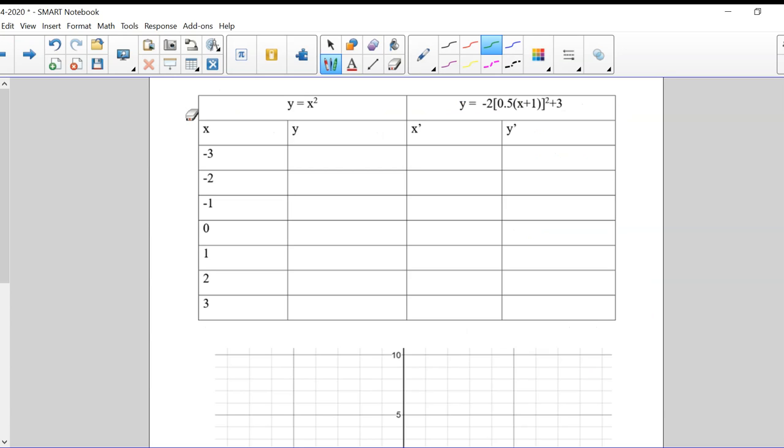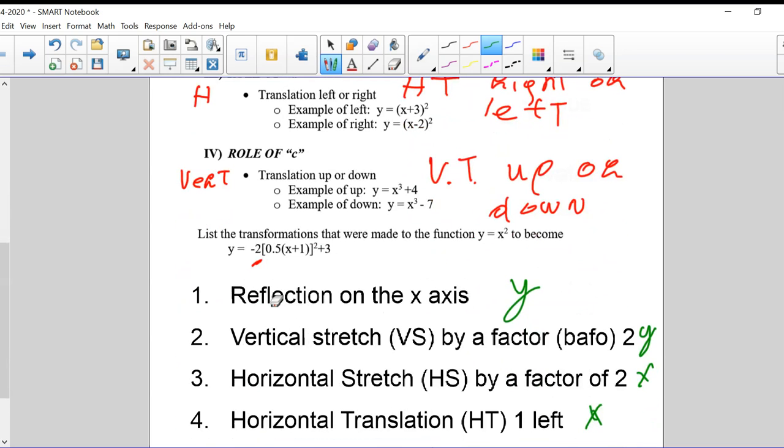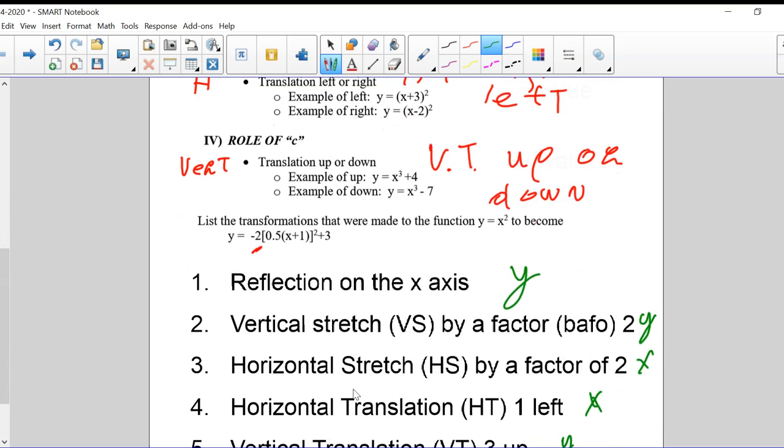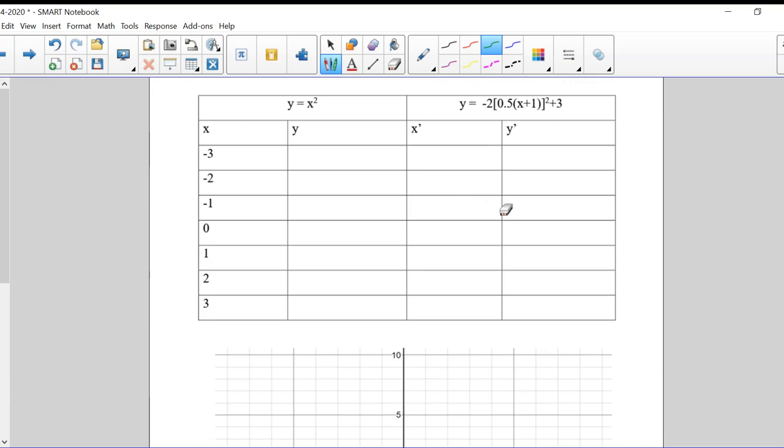I am going to be asking you all individually to help me out with this, but let me show you the first few first. By the way, this is the same equation that we had on the previous page. I haven't changed anything. It's the same equation with all of these features: reflection on the x-axis, vertical stretch, horizontal translation, vertical translation. So let's see how the original function, y equals x squared, gets transformed into this new function. It's still something squared, but before you square it, you add 1 to it, you multiply it by 0.5, you multiply it by -2, then you add 3.